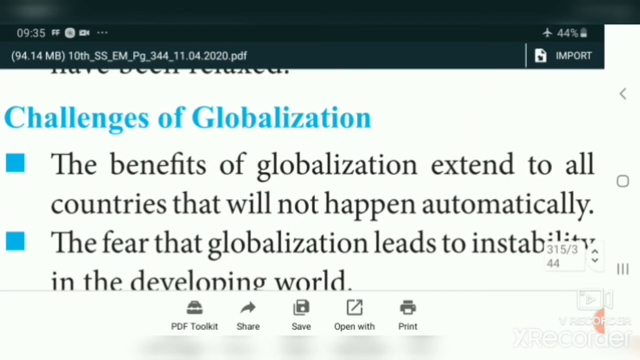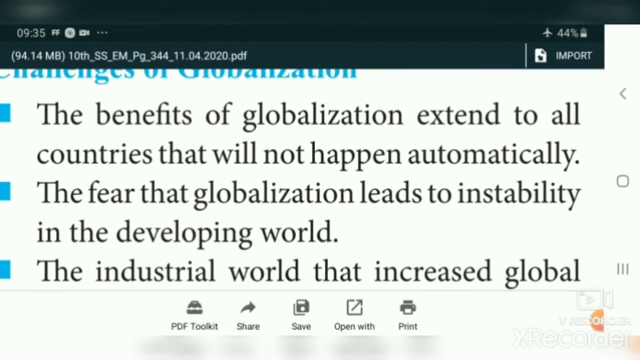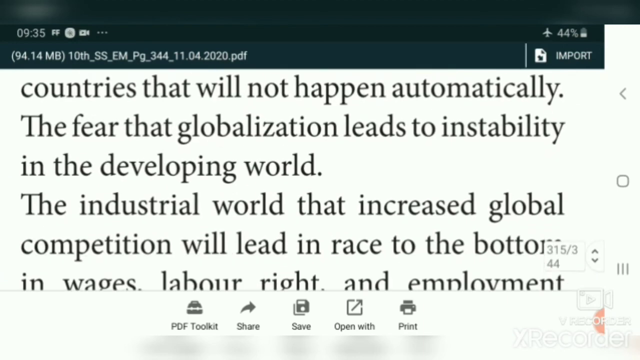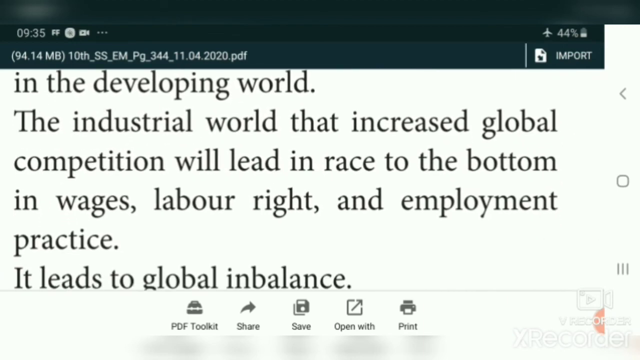Challenges, problems of globalization. The benefits of globalization extending to all countries will not happen automatically. There is a fear that globalization leads to instability; there is no stability from globalization in the developing countries. The industrial world fears that increased global competition will lead to a race to the bottom in wages, labor rights and employment practices. So all the industrial countries are in the competition of globalization. That leads to the problem of reduced wages, and there is no labor right and also no proper employment practices.